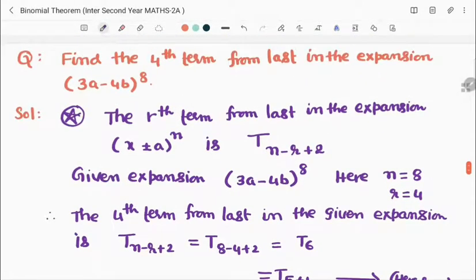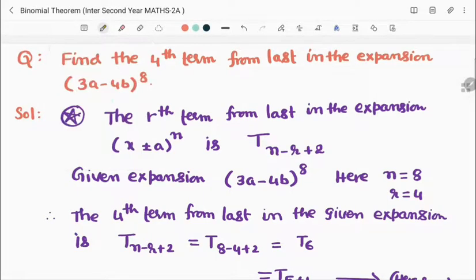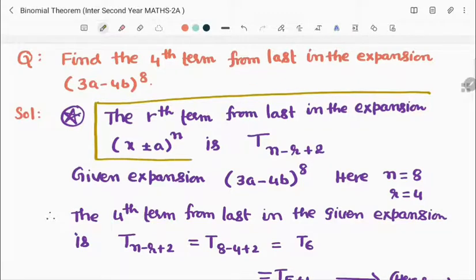You have to remember, dear students, this formula which we discussed in the earlier class as a shortcut formula. Even here also you can remember it as a shortcut formula. We'll move to the next question in this exercise.